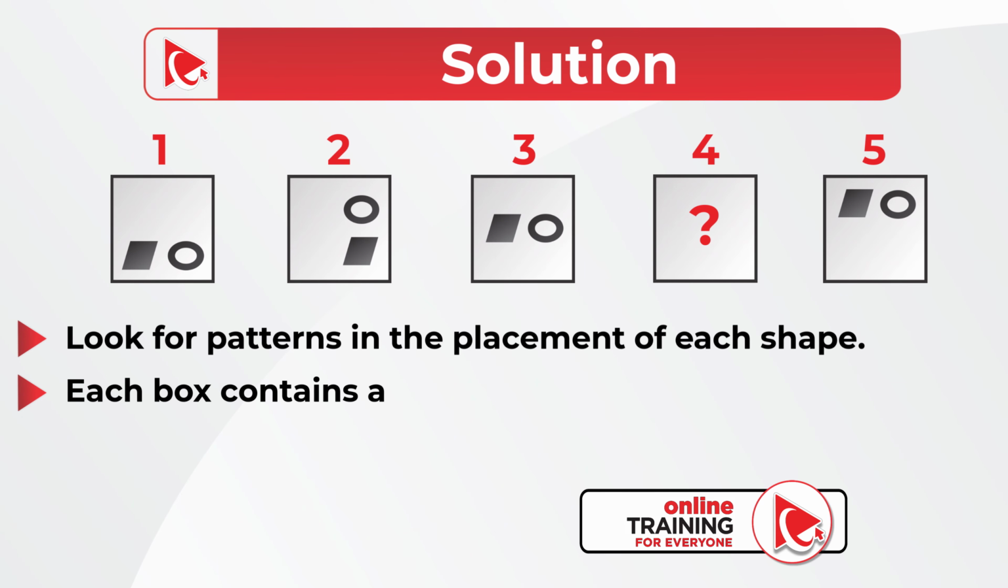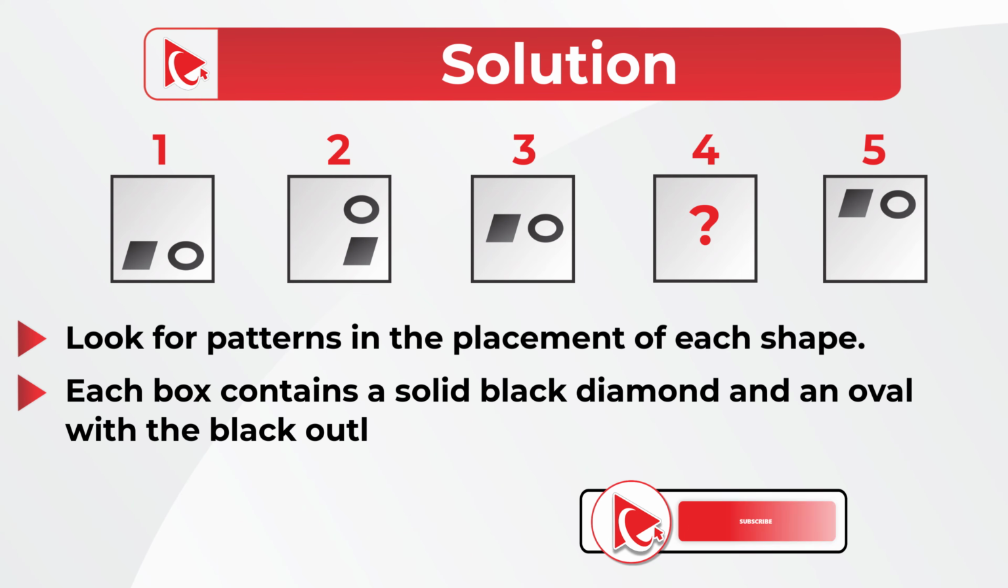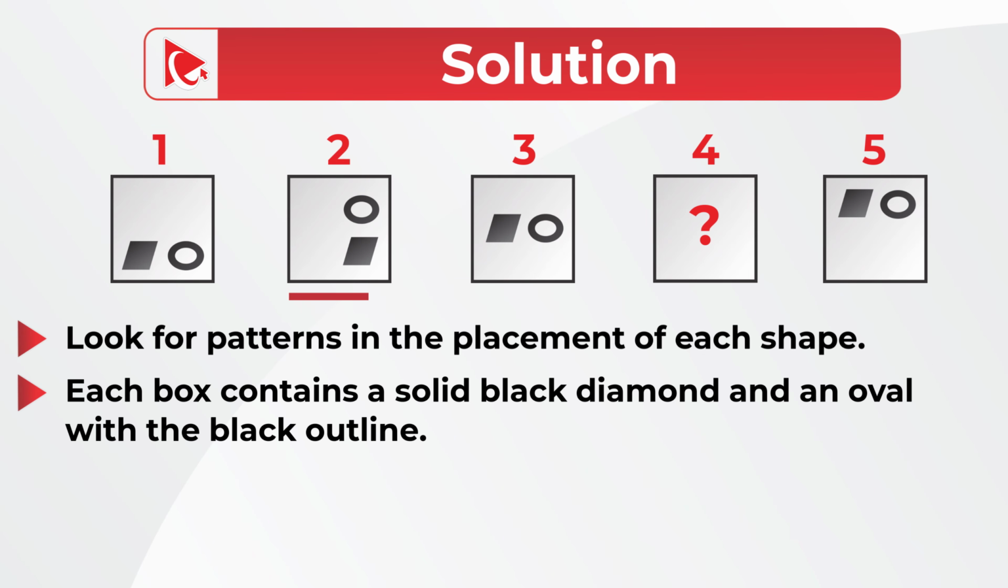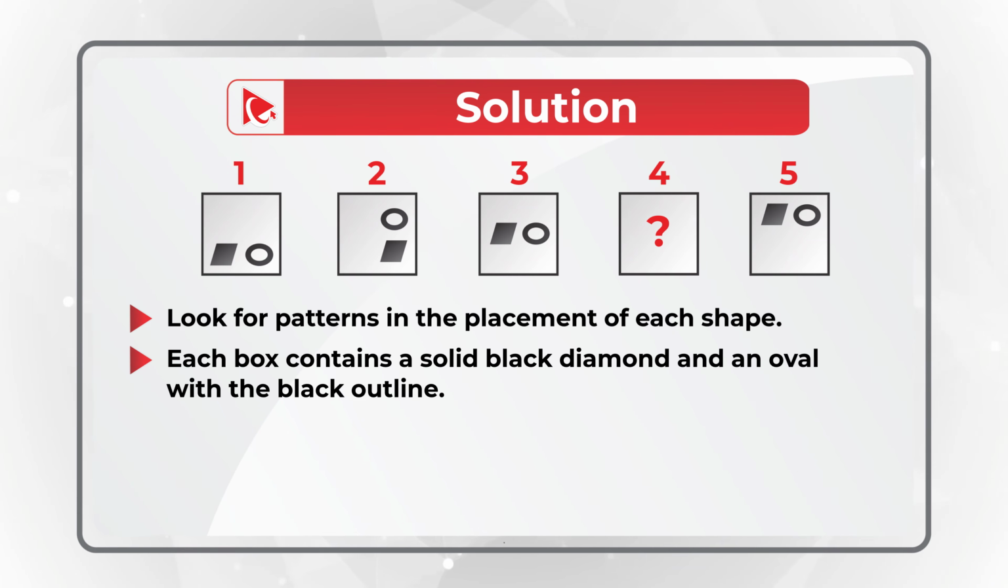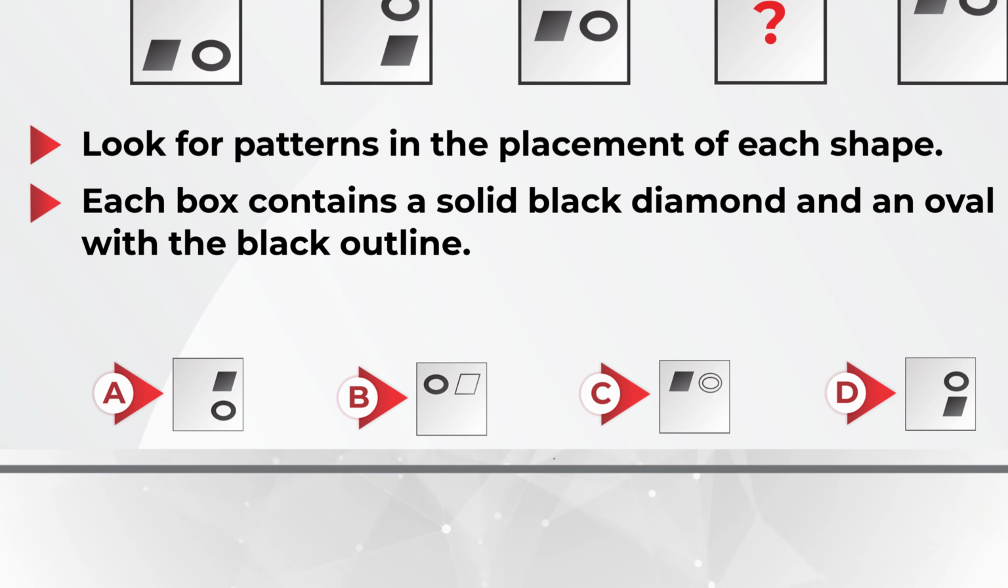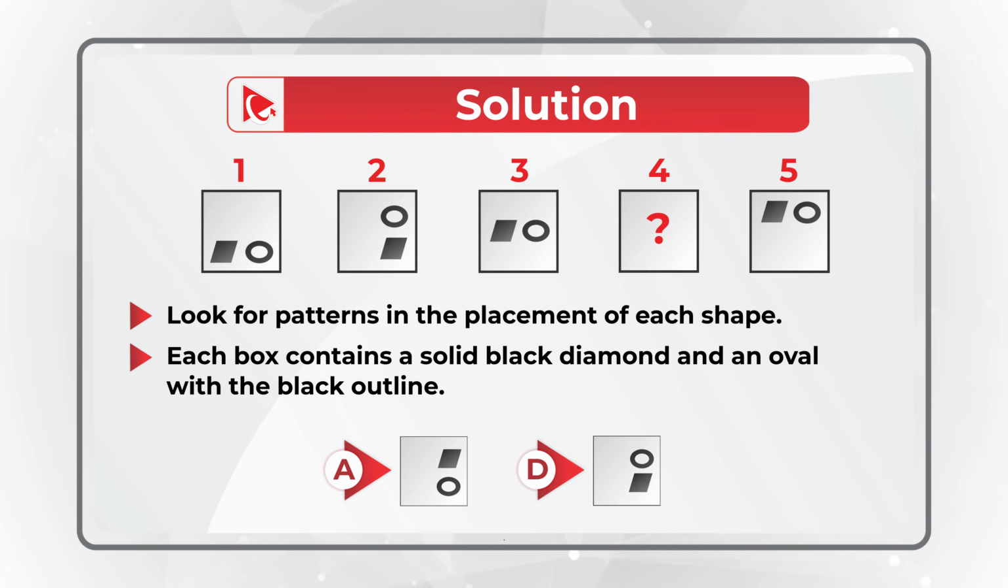You might have noticed that the smaller shapes inside the circles are always a diamond filled with black and an oval with a black outline. This pattern is persistent for shapes 1, 2, 3, and 5. We can safely assume that square 4 will have similar shapes inside, which automatically excludes choices B and C, only leaving possible choices as A and D.